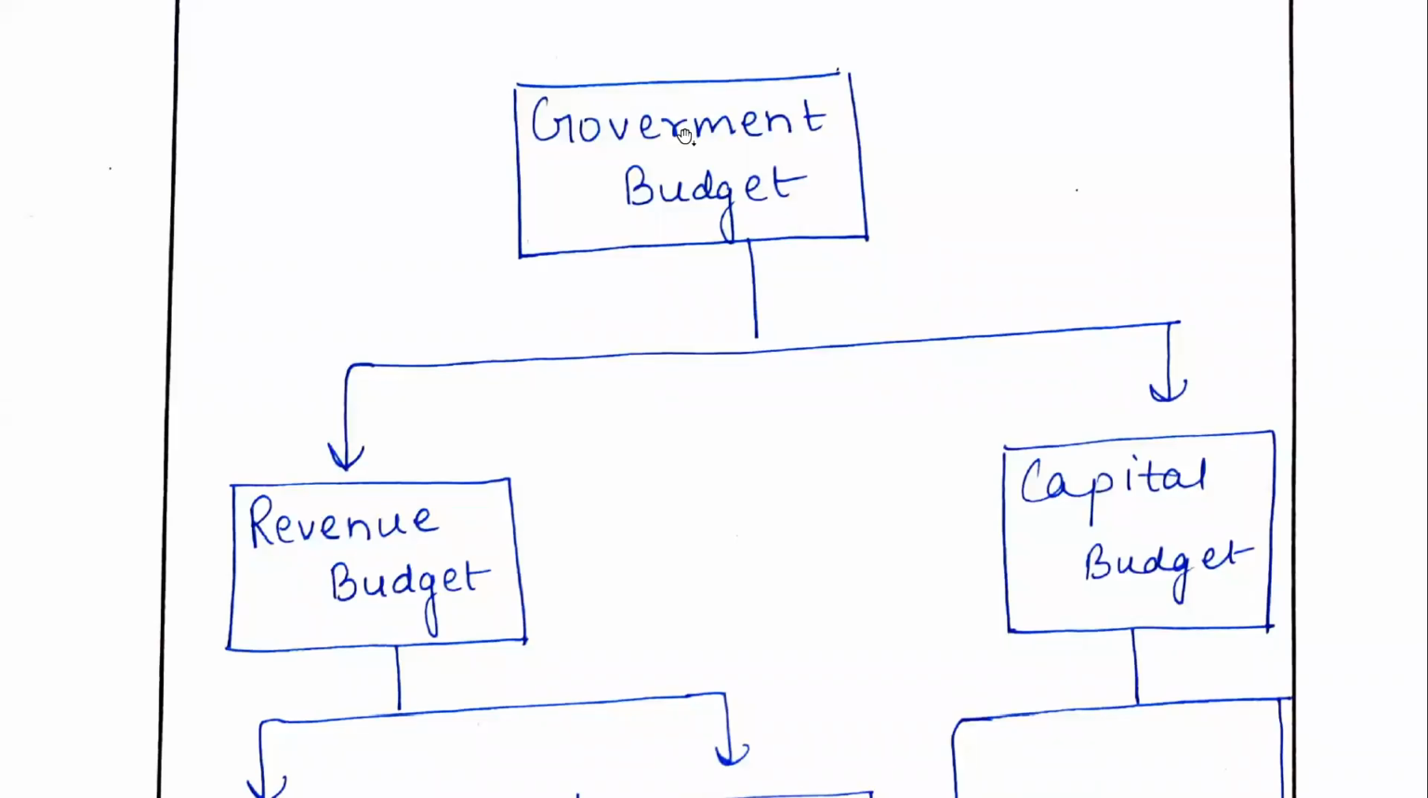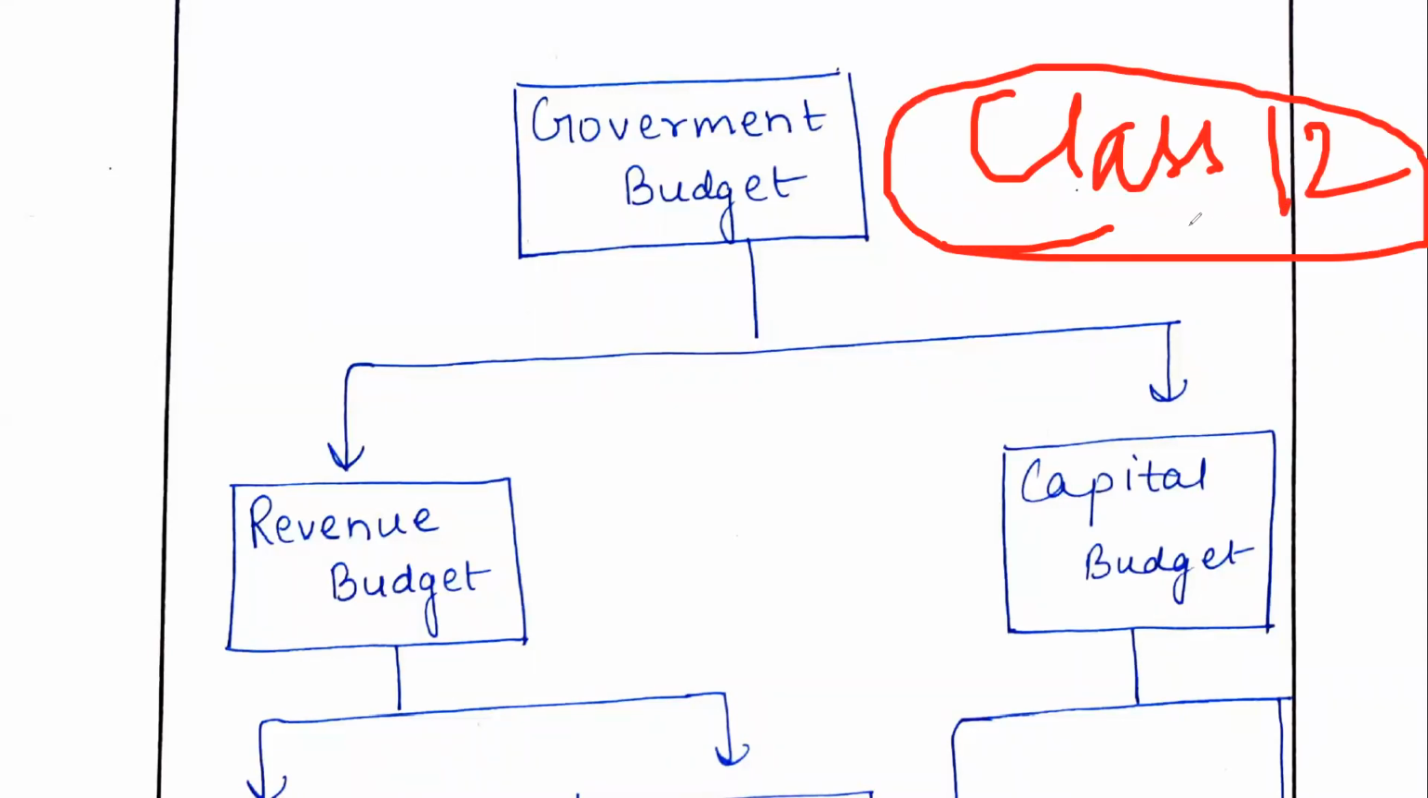So we have to do the types of the components of the government budget. क्या क्या होता है? So this is from class 12 NCERT. Okay, this is I think the second last or the last chapter. Class 12 NCERT, you will find this. Okay, if you want to do a self study, so do it from that class 12 NCERT only.